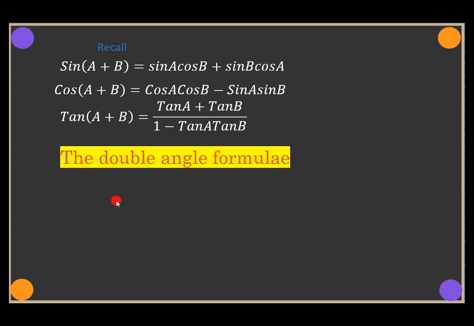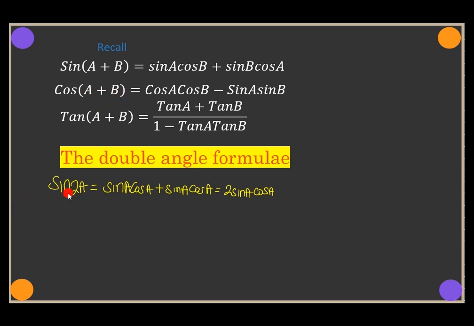Well, you remember we had the compound angle formula. Now I want to use those formulas to get the double angle formula. If you have that A is equal to B, then you are going to have that the sine of 2A is equal to sine A times the cosine of A, because B is the same as A, plus sine of A times cosine of A. And this one is going to get us 2 sine A cos A.